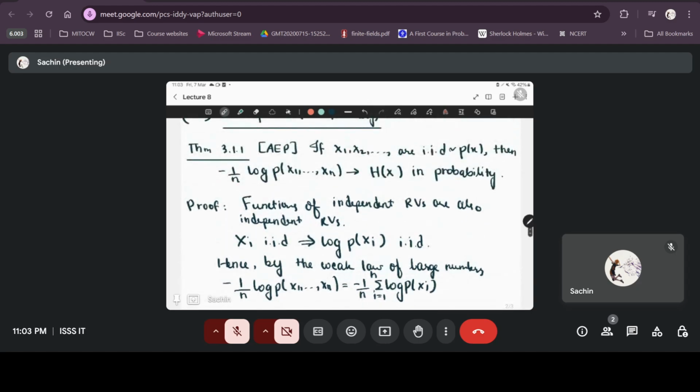So minus 1 over n log of P of x1 to xn is the sample entropy. H of x is the true entropy of the distribution. What exactly is going on is you conduct n independent trials of the same experiment. You have an experiment and you have n independent random variables. You do the experiment. There are two ways to understand this.